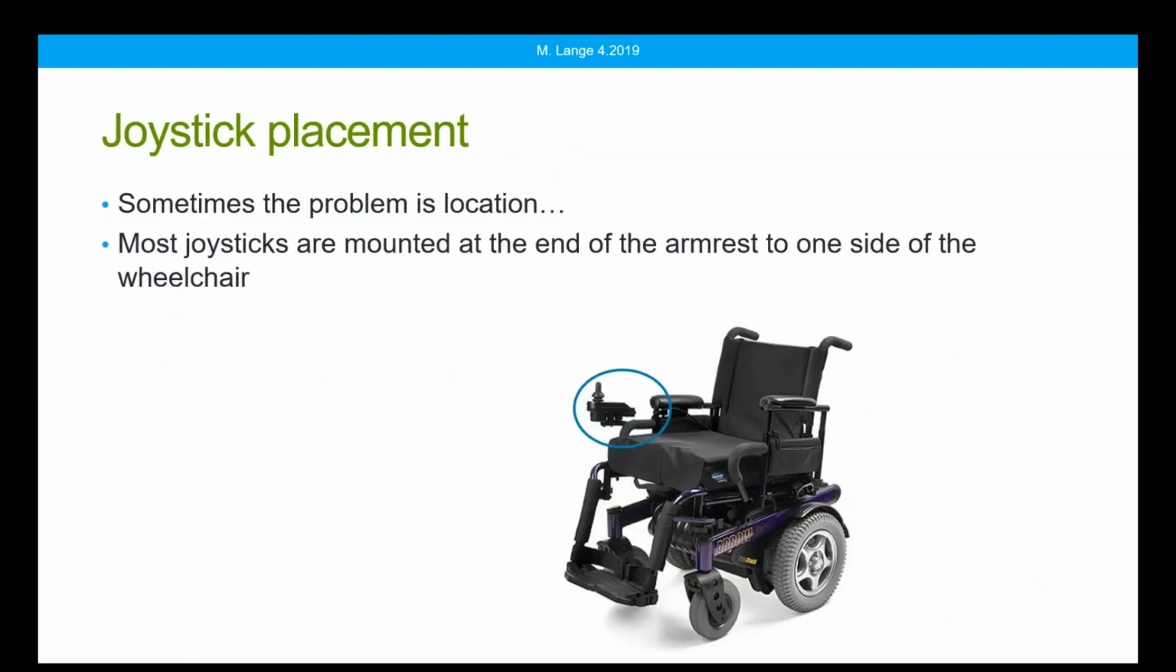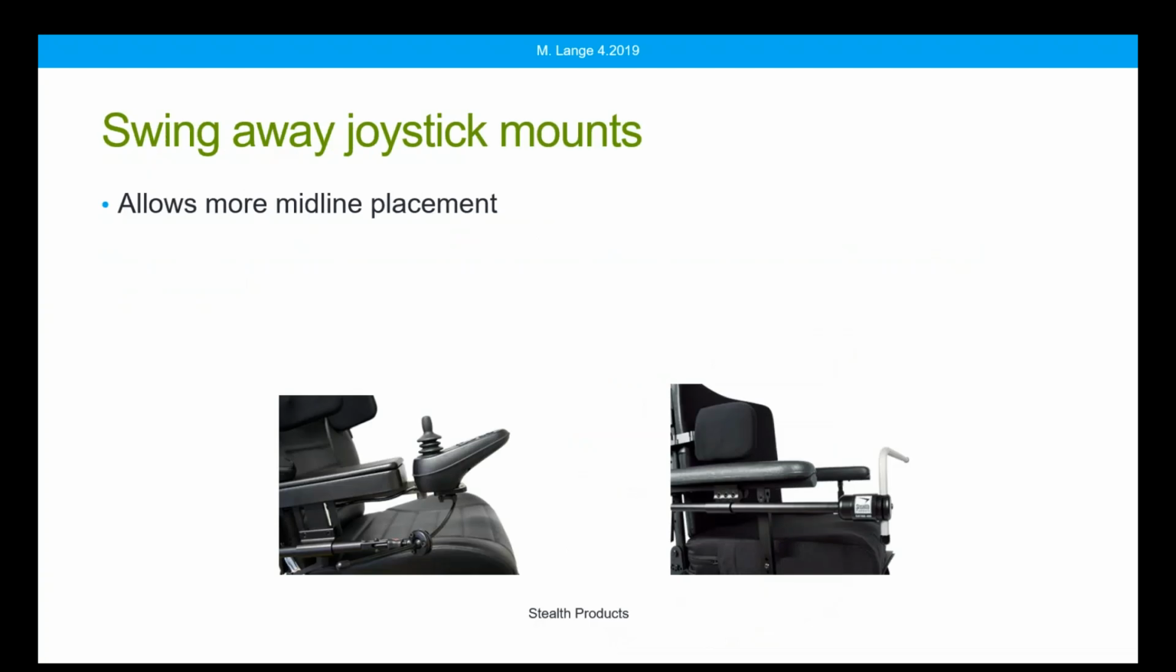Most joysticks are mounted right at the end of the armrest to one side of the wheelchair, usually the right side. And it's because most of us are right-handed and because it keeps it out of the way of transfers. The challenge is not all of our clients have optimal control in that exact joystick position. I think I know for myself, sometimes I'm guilty of trying to make a client fit the product rather than trying to modify the product to best meet my client's needs. And this is a situation where we can change that placement.